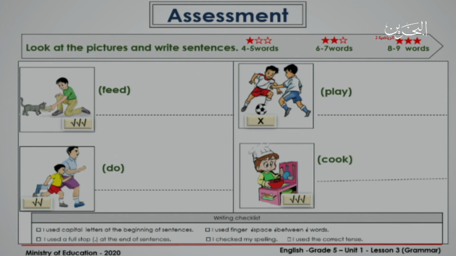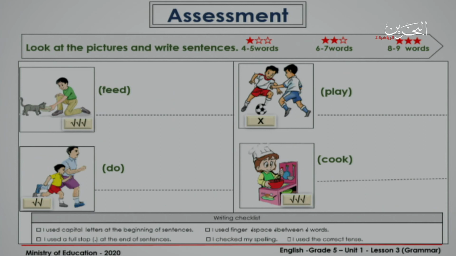Finally, I want you to look at the pictures and write sentences. You have to look at the number of the ticks. If you have 3 ticks, it means you will use always. If you have X, you will use never. Very good. If you have only 2 ticks, you will use sometimes. Excellent. And again here 3 ticks for always.